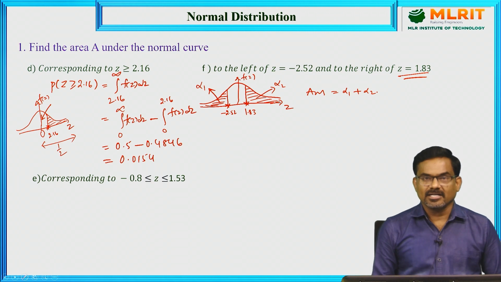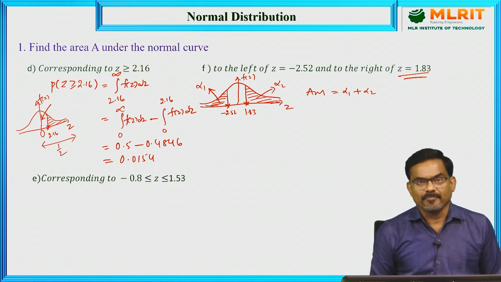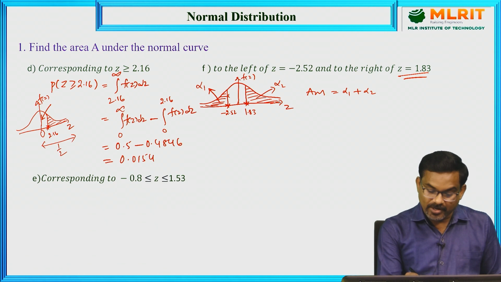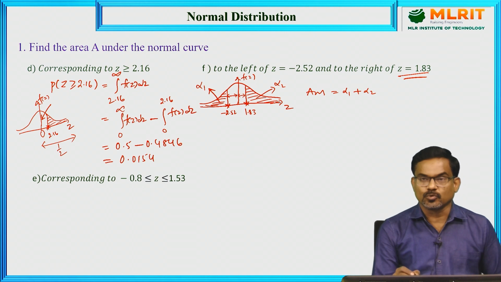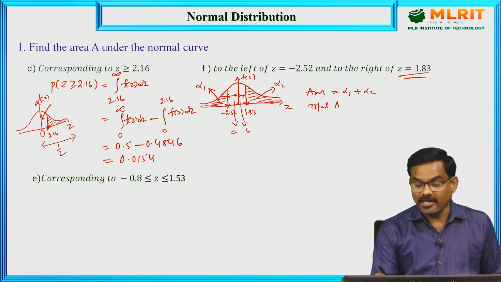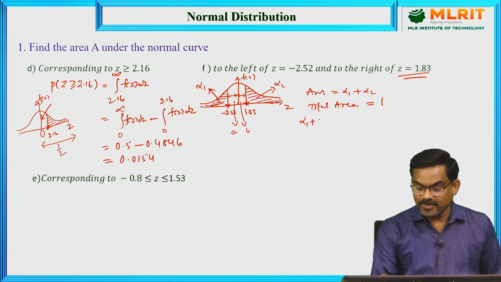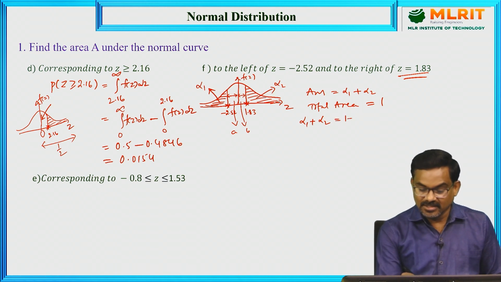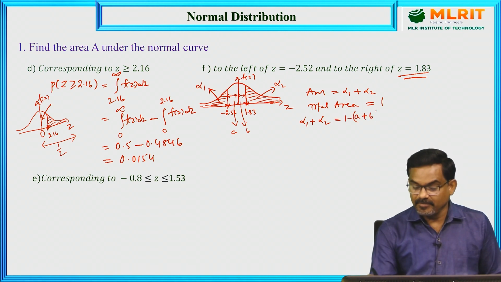But using the standard normal table, we cannot find this total area. What can we do? We can calculate the area from negative 2.52 to 0 and 0 to 1.83. We can calculate these two, for example A and B, and we know that the total area under the normal curve is 1. So this alpha 1 plus alpha 2, the sum of the left side region and right side region, is equal to 1 minus the sum of these two, A plus B.